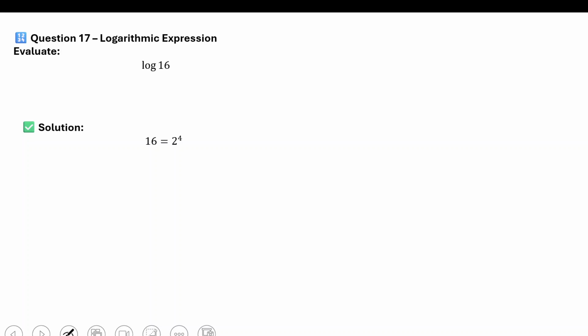Okay, so log 16, what is it? Log 16 is same thing as saying 16 is 2 to the power 4, right? Okay, so by the time you put it there, it's the same thing as saying 4 log 2. And the log 2 in terms of four-figure table is 0.3010 times 4 will give you 1.204. So this is how this is solved. Final answer 1.204.